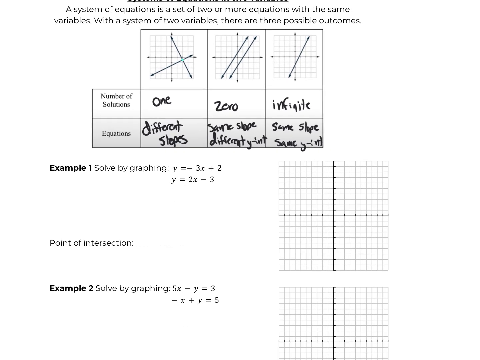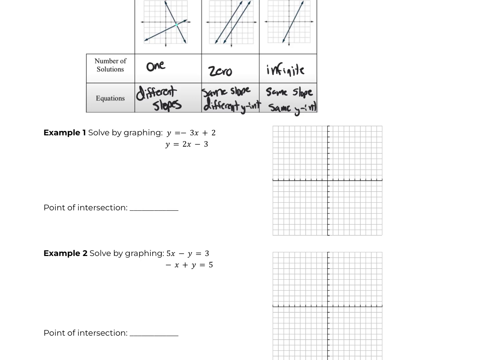All right, so we're going to solve these things by graphing. First we have y equals negative 3x plus 2. 2 is our y-intercept, so we start with a y-intercept of 2. Negative 3 is the slope, so we go down 3 and to the right 1. Down 3 to the right 1, all the way across. Up 3 to the left 1, all the way across, and then we are going to just connect the dots.